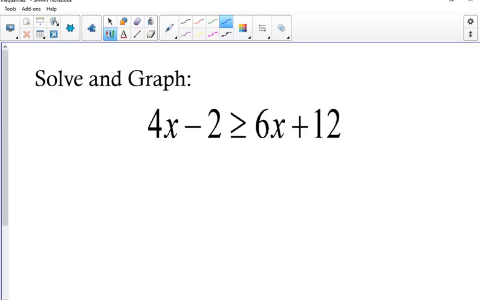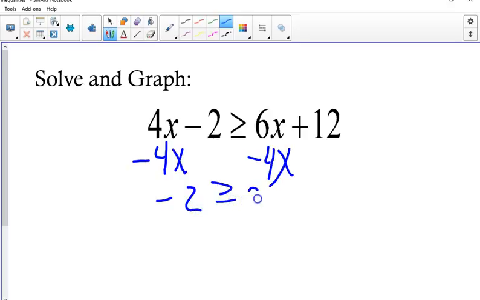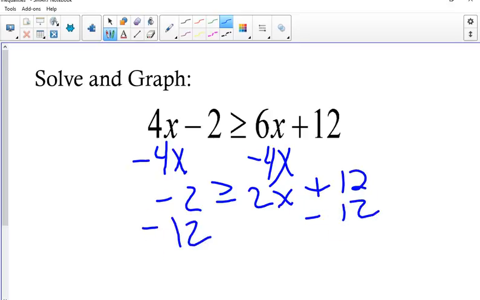Let's try one more. Again, like we talked about before, we have variables on both sides. So we're going to subtract the 2x. That gives us 2x plus 12. We're going to subtract 12. We get negative 14, 2x. And since this is positive, we divide by 2. x is less than or equal to negative 7.